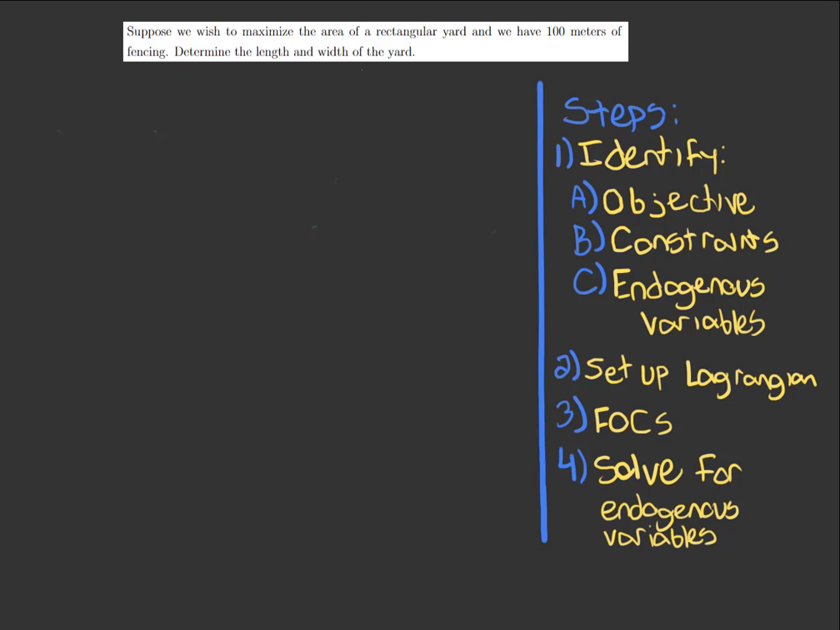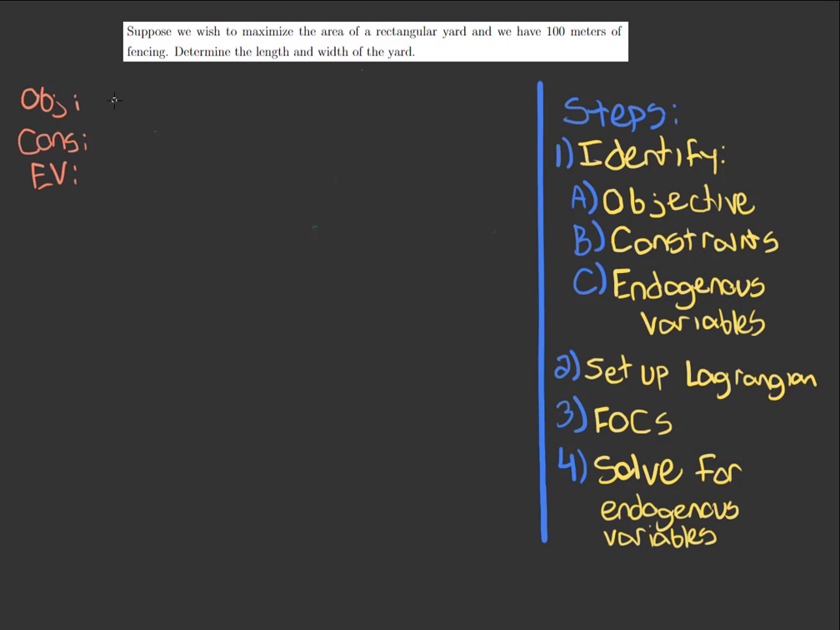In this video, we're going to determine the length and width of a rectangular yard in which the area is maximized when we have 100 meters of fencing. The first step that we take to solve this problem is to identify the objective, any constraints that we must abide by, and the endogenous variables.